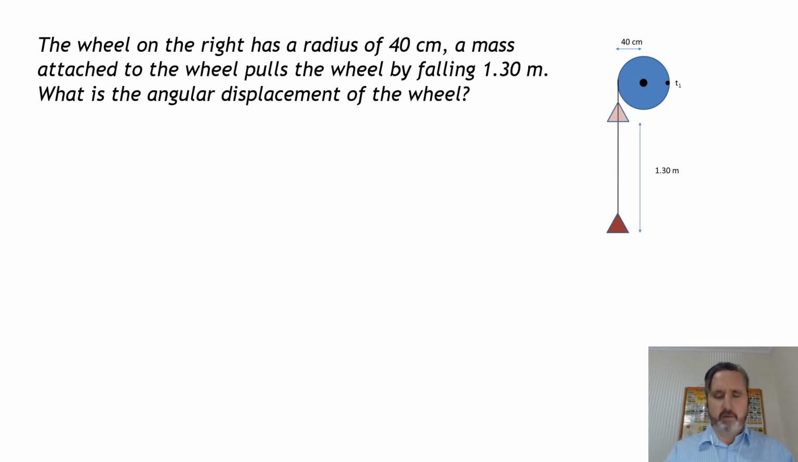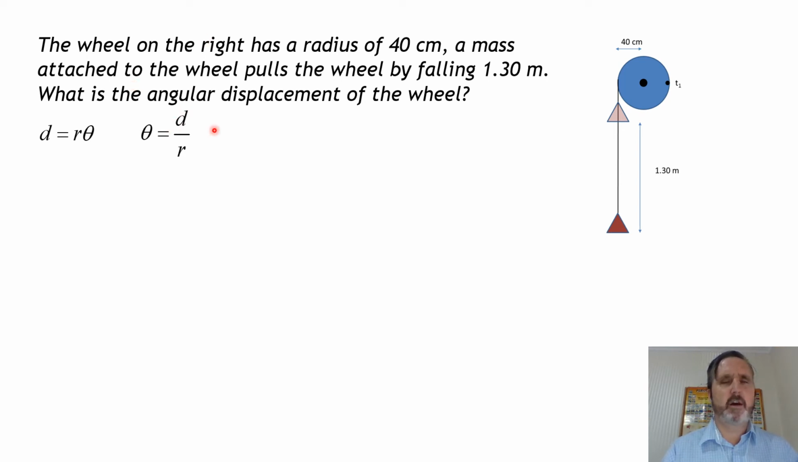Okay, so here are 3 examples. The wheel on the right has a radius of 40 centimeters. Remember, that is 0.4 meters. A mass attached to the wheel pulls the wheel by falling 1.3 meters. Now remember, if the string is attached here and this goes down 1.3 meters, then the outside of this must have moved 1.3 meters. So D equals 1.3 meters. R equals 0.4 meters. So with D and R, I want to find theta.